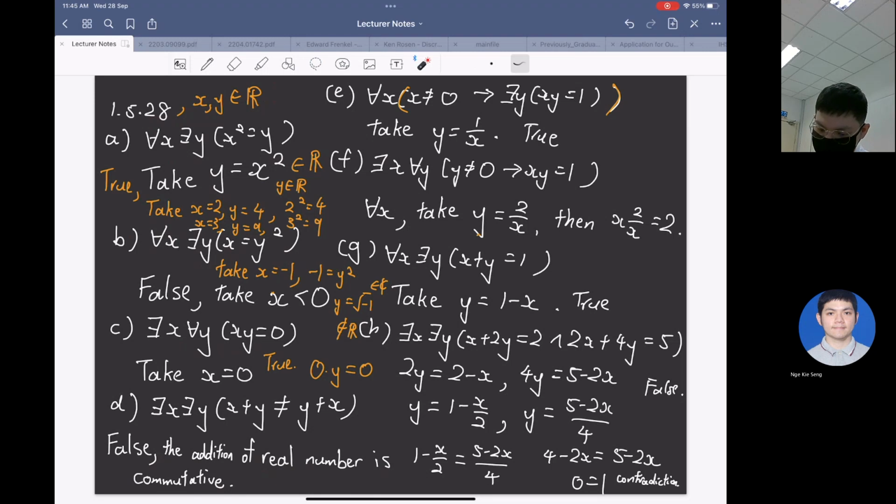E. For every x not equal to 0, there exists a y such that xy equals 1. True or false? Why?